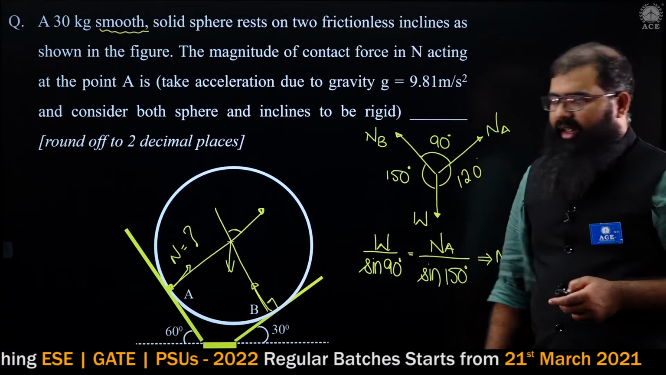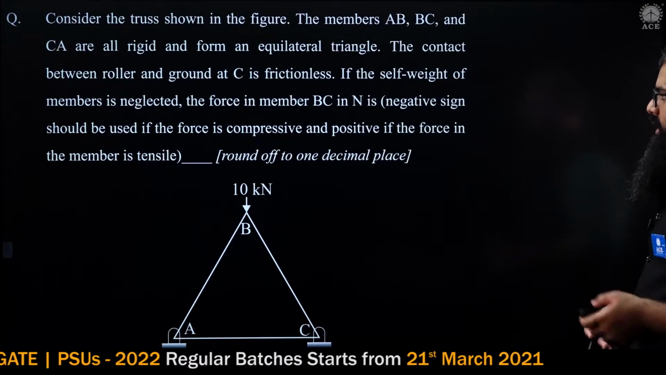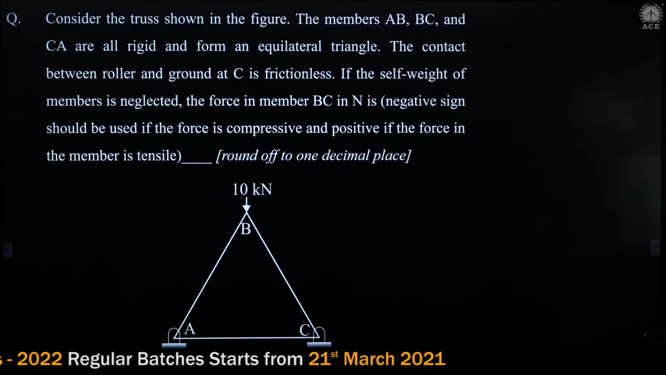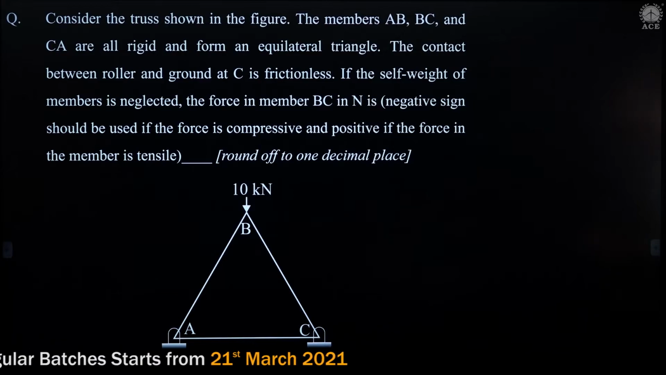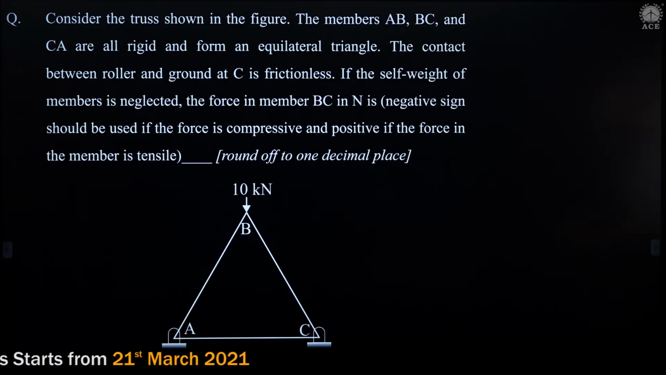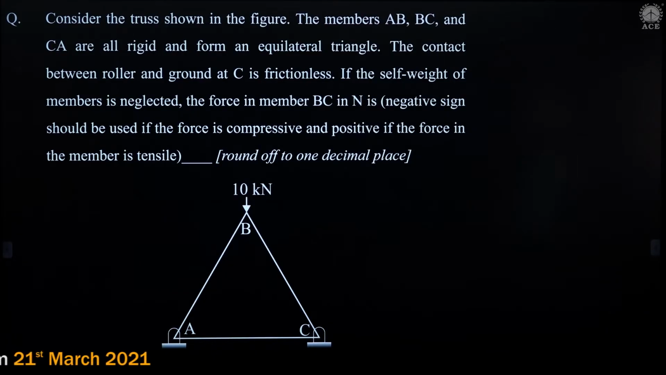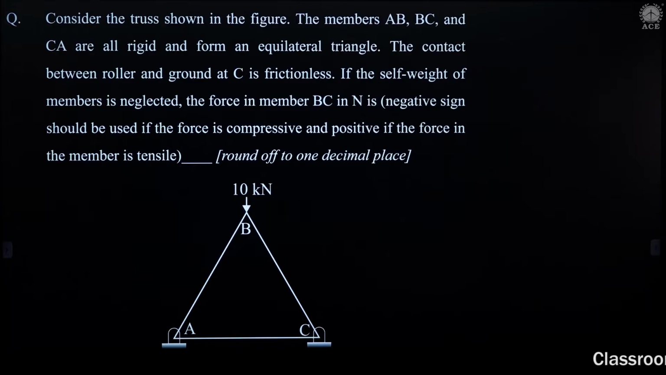Let us move further to the next question. This question is on a truss. Let me get out the frame and you can read the question for yourself. The question says, consider a truss system shown in the figure. The members AB, BC and CA are all rigid and form an equilateral triangle. All of them are having angles of 60 with respect to each other.